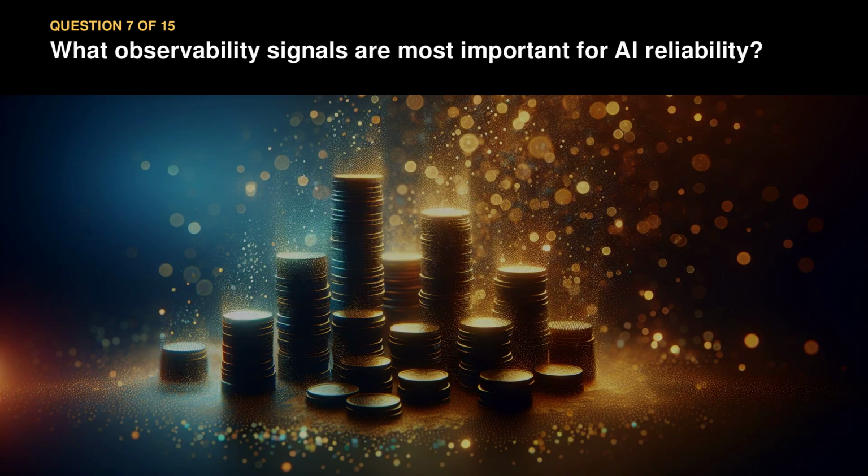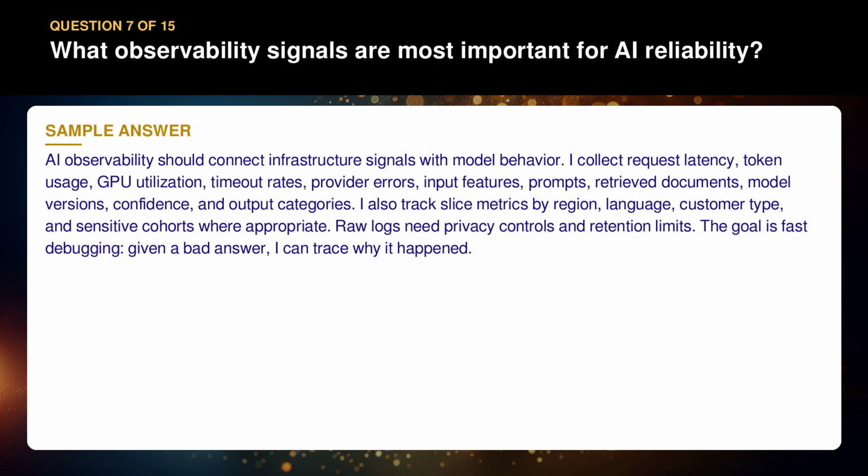Question 7. What observability signals are most important for AI reliability? AI observability should connect infrastructure signals with model behavior. I collect request latency, token usage, GPU utilization, timeout rates, provider errors, input features, prompts, retrieved documents, model versions, confidence, and output categories. I also track slice metrics by region, language, customer type, and sensitive cohorts where appropriate.